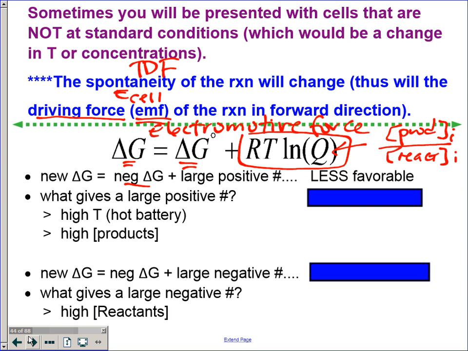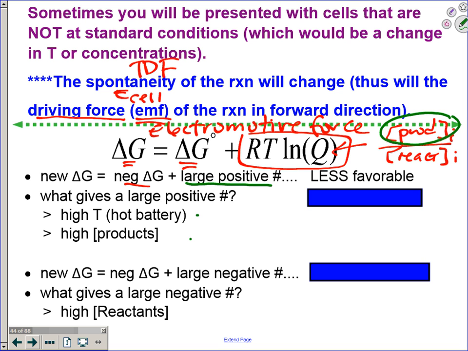Good. And then those conditions that would cause this large variable in the backside would be these two things. A hot battery, meaning a high temperature. So we've all had that, we felt our cell phones get warm, right? It happens. And that's going to pretty much destroy the battery life because it's working too hard and it's putting out more energy than it needs to. Or a high concentration of products, because products are in the numerator for the Q calculation, which would then impact the value of ln of Q.